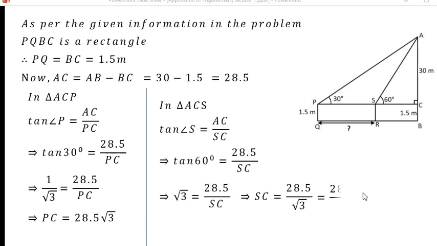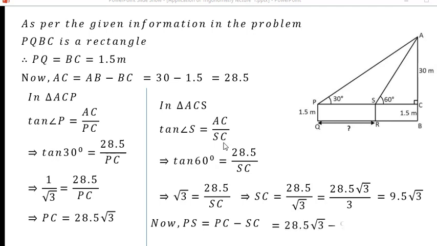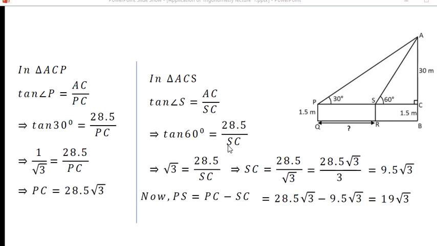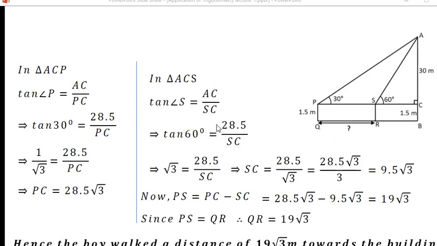The value of SC we got is 9.5 root 3. Now we will find this PS, which is PC minus SC. That gives me the answer as 19 root 3. So hence I can say that since PS and QR are equal, the distance QR is equal to 19 root 3. Hence the boy walked a distance of 19 root 3 meter towards the building.